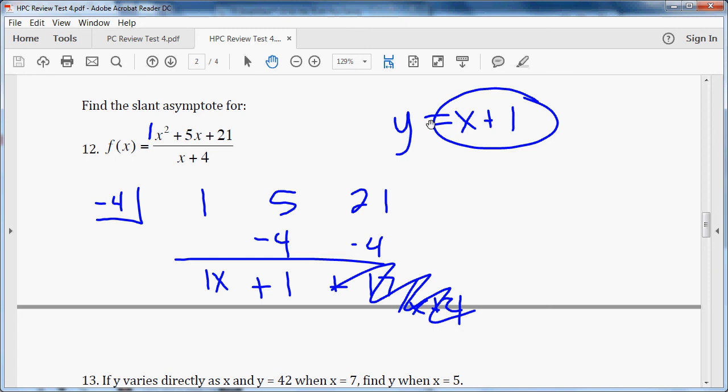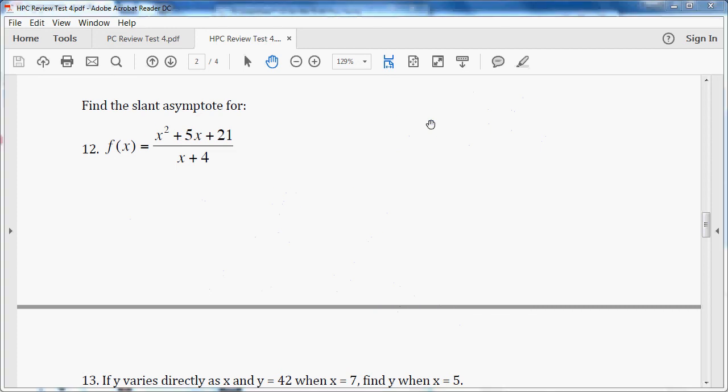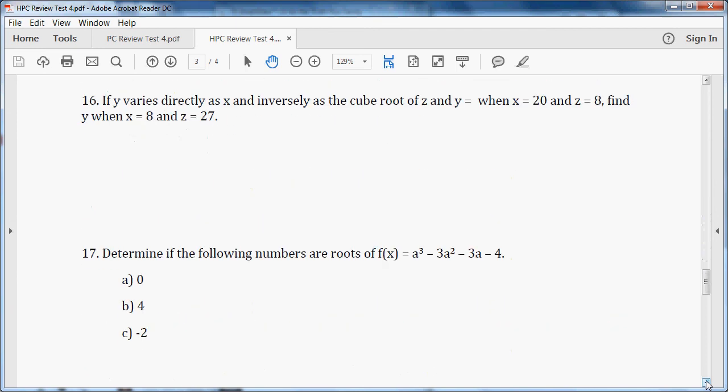And 16. y varies directly as x, so directly means we multiply, k times x, and inversely, so we divide, inverse, divide, as the cube root of z. So I'm just going to write z to the 1/3. You can write the cube root if you want, either way is fine. And sorry, I'm missing a number on that one, hold on, let's see what it is. y equals 40 when x equals 20 and z equals 8.